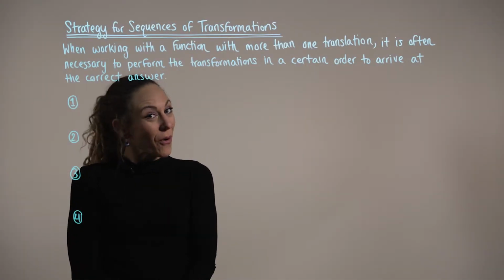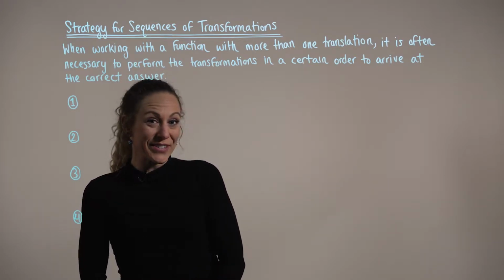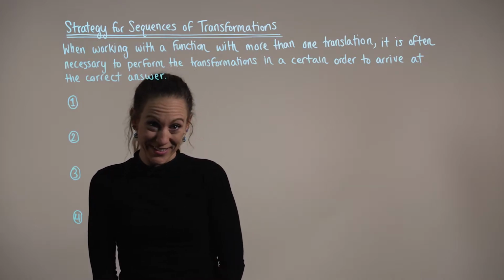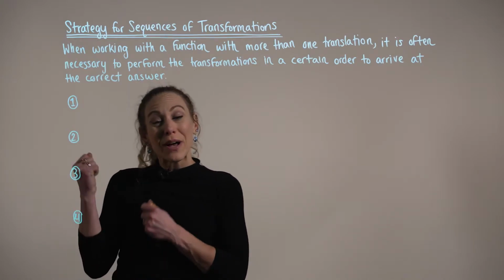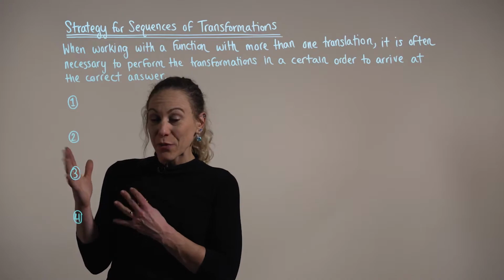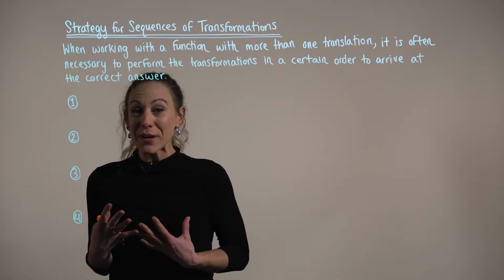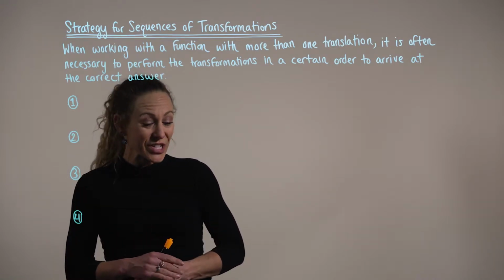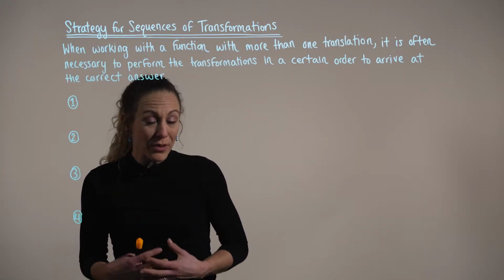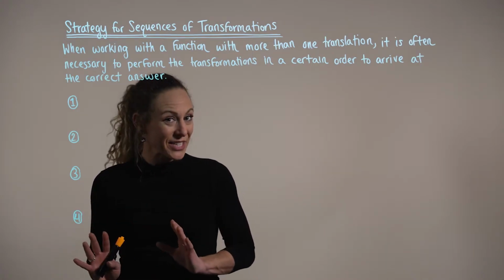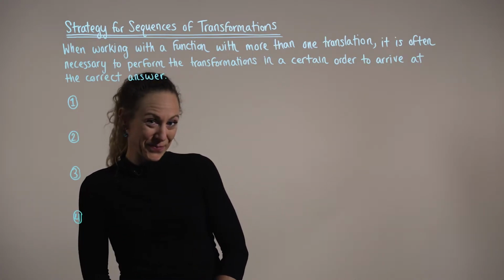So now that we've seen all of the individual translations, what happens when we have functions with more than one translation? Now, here we're going to establish some strategy for sequences of transformations. Because when we are working with functions that have more than one translation, we often have to apply these transformations in a specific order to guarantee that we arrive at the correct result.